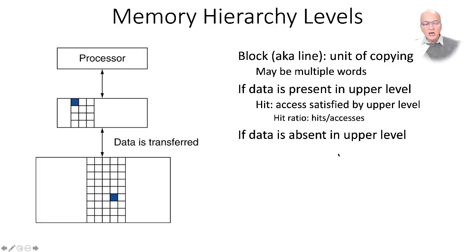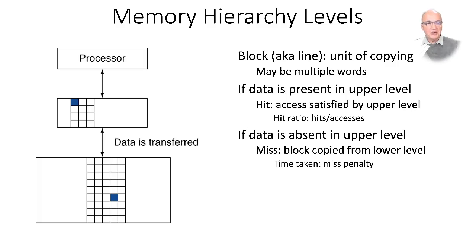If the data is not in the upper level of the hierarchy, then I have a miss. A miss occurs when the block has to be copied from the lower level to the upper level because it was not in the upper level when it was requested by the processor. The time taken to bring that block of data from the lower level to the upper level is called the miss penalty.